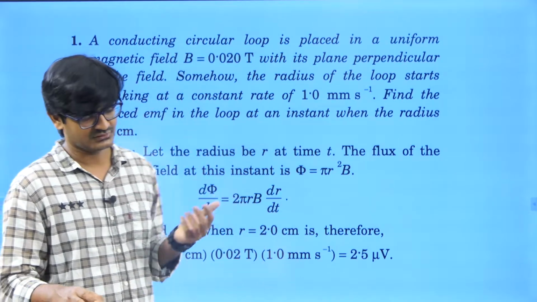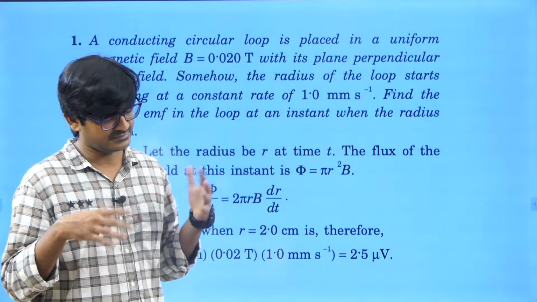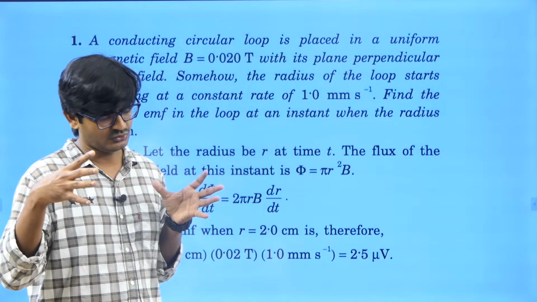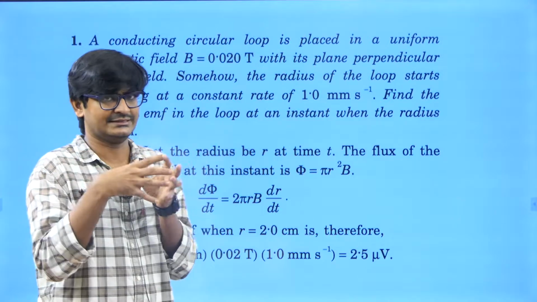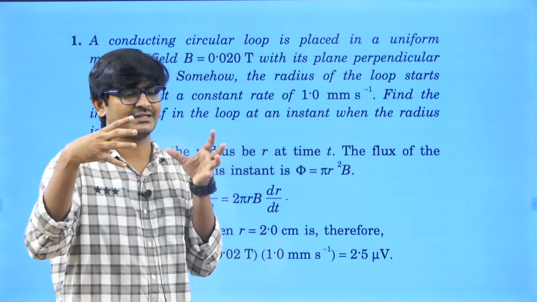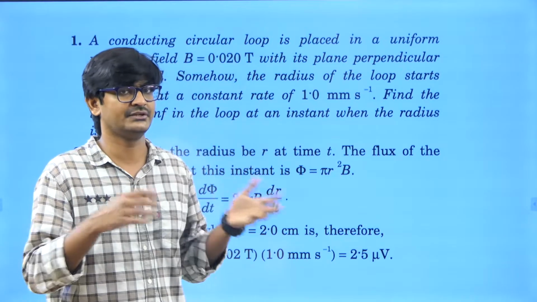So in this particular question, what is happening? A conducting circular loop is placed in a uniform magnetic field with its plane perpendicular to the field. Somehow the radius of the loop starts shrinking. So in the magnetic field, the radius is shrinking, so area is shrinking. So the flux enclosed by the loop is going to change. So when there is a change in flux, there will be an induced EMF.